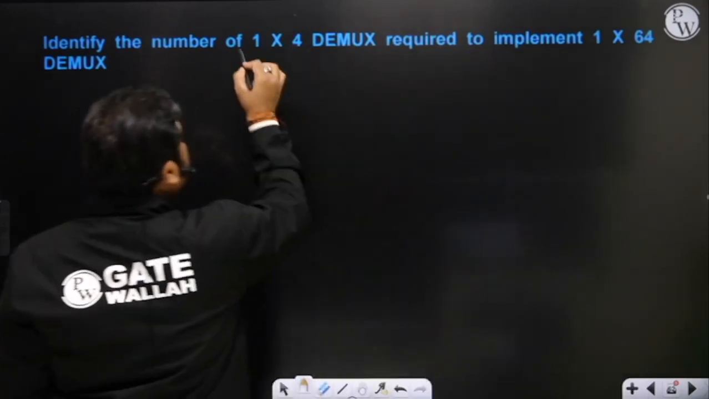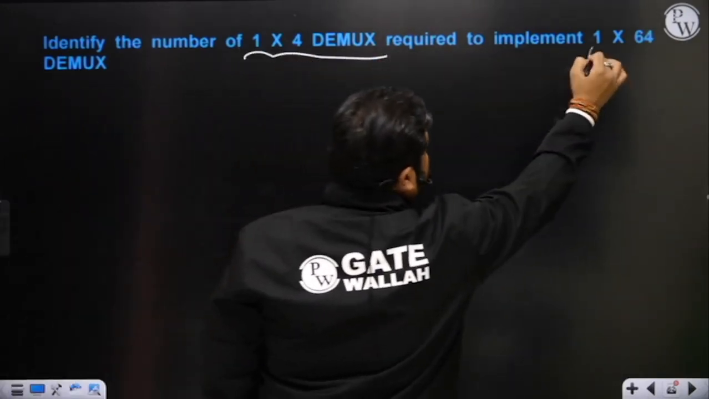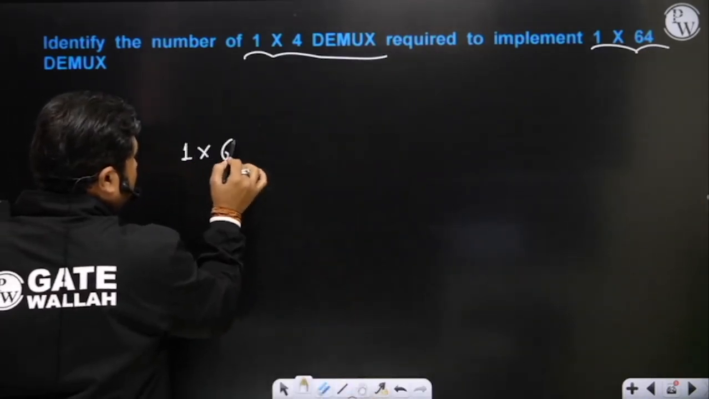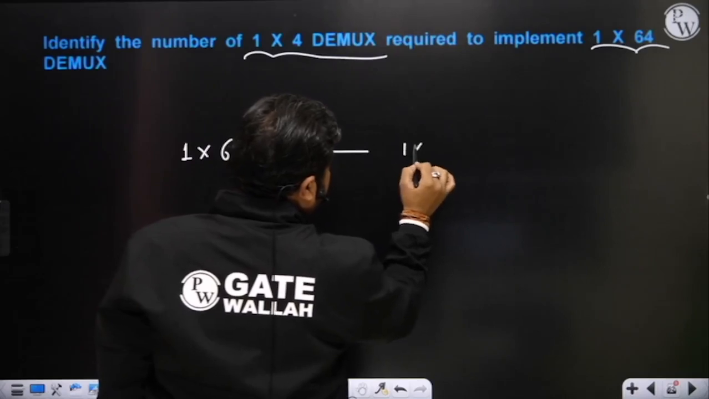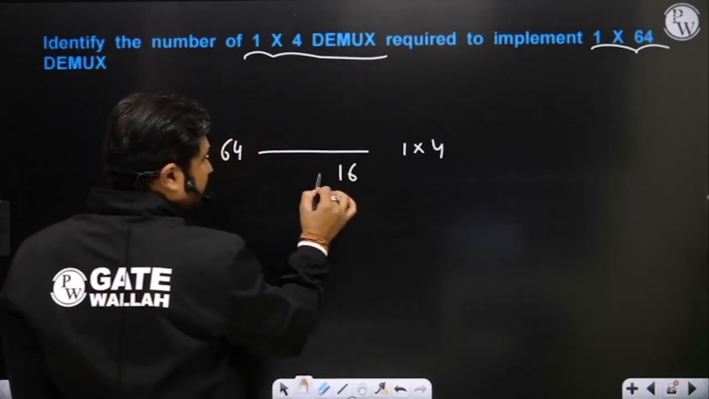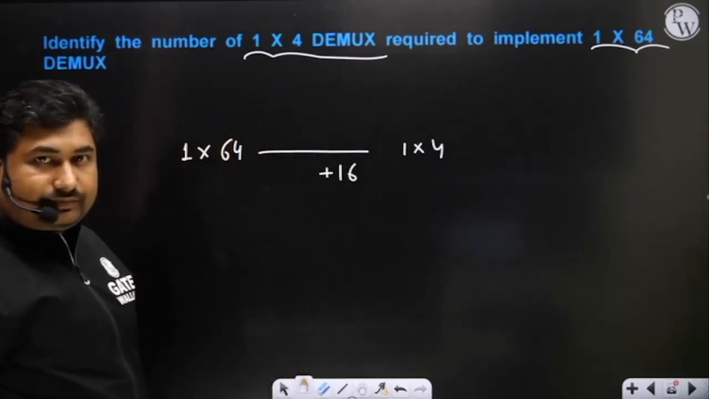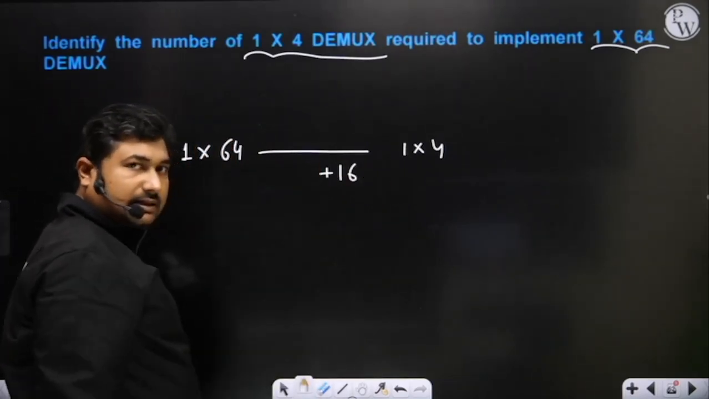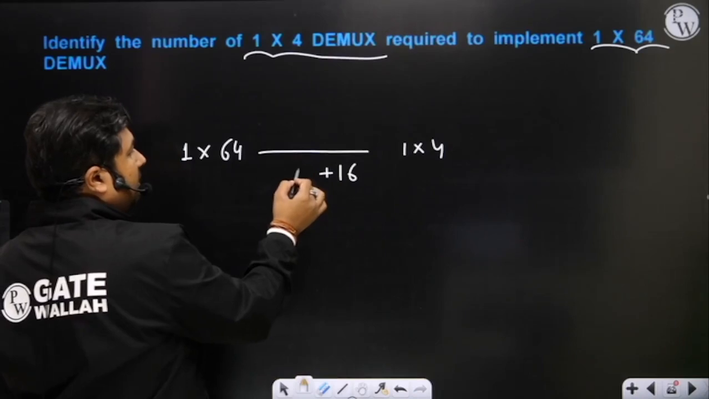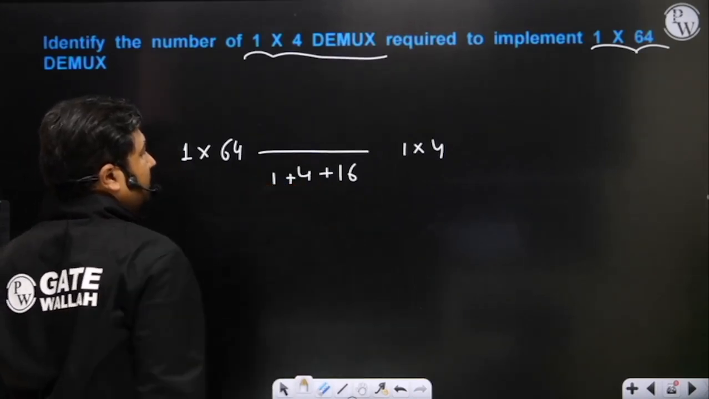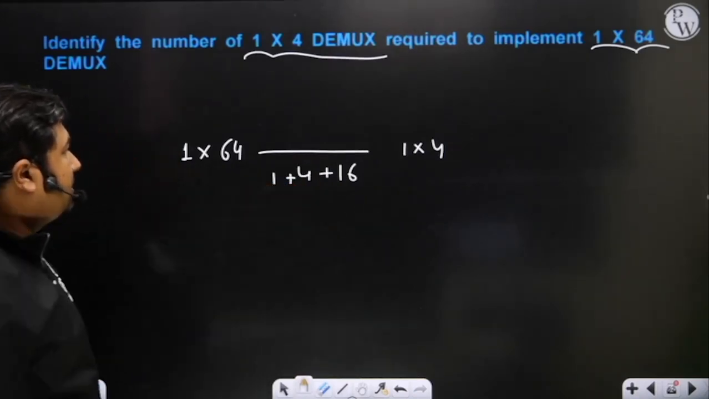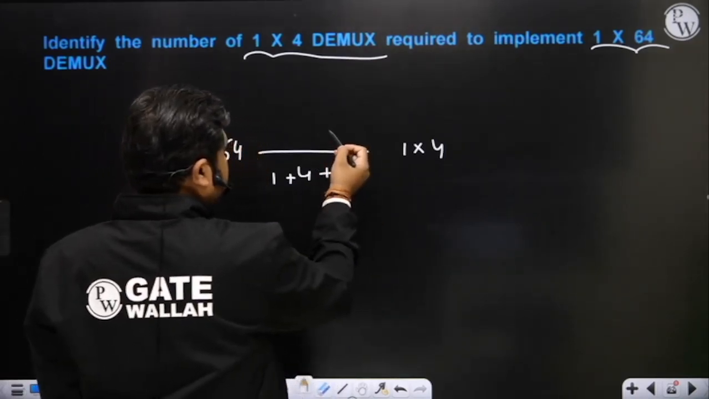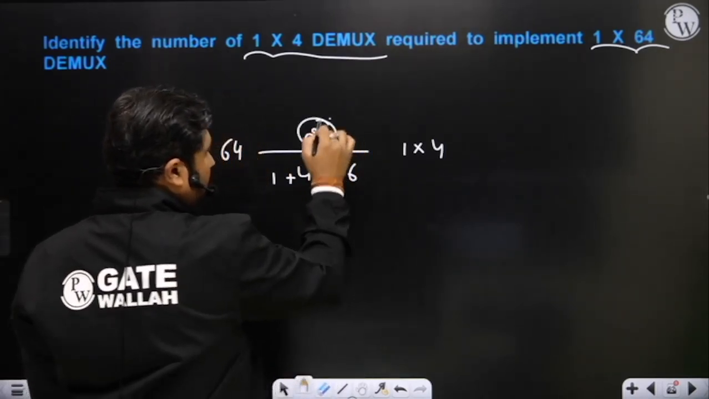How many 1 cross 4 demux are required in order to implement 1 cross 64? So we have to implement 1 cross 64 by using 1 cross 4. So it goes 16 times plus 4 times plus 1 time. Is it okay? Yes, sir. So that will be equal to 16 plus 4 plus 1, which is 21.